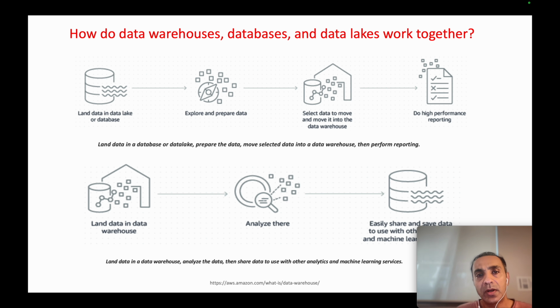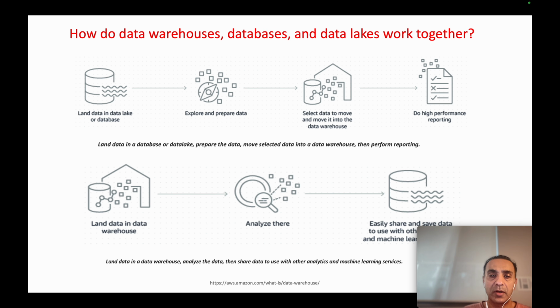So how do data warehouses, databases, and data lakes work together? Well, the top figure shows that data is landed into a database or a data lake. Data lake in case you have unstructured data, and then the data is prepared from there, and from there it's selected into or loaded into a data warehouse from where we can perform reporting tasks on that data, which is now in a data warehouse.